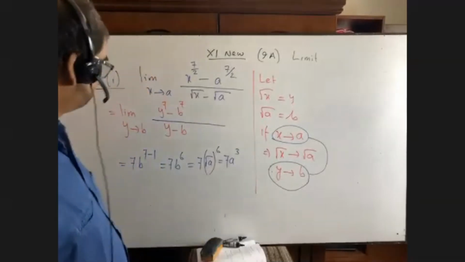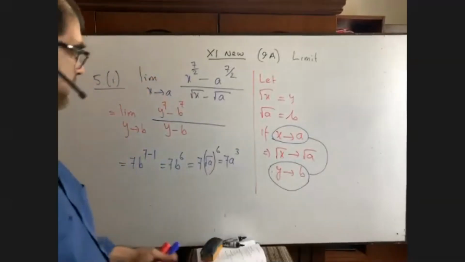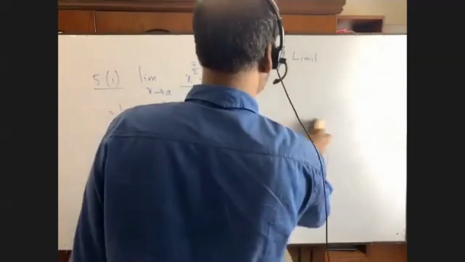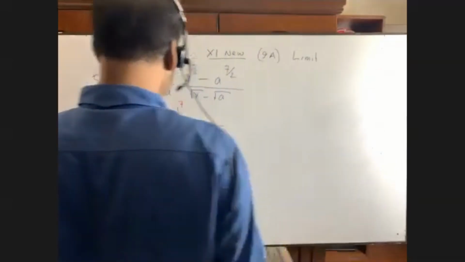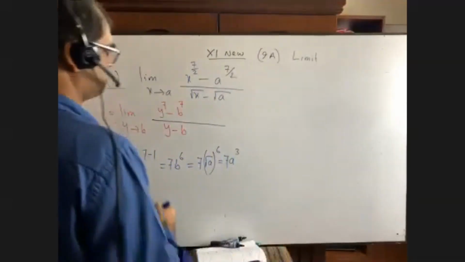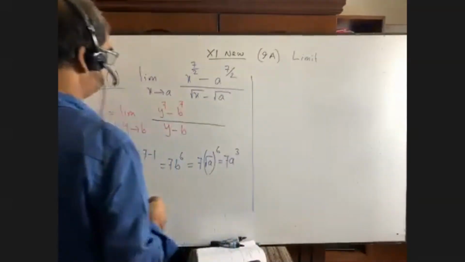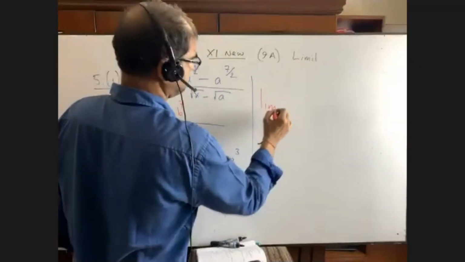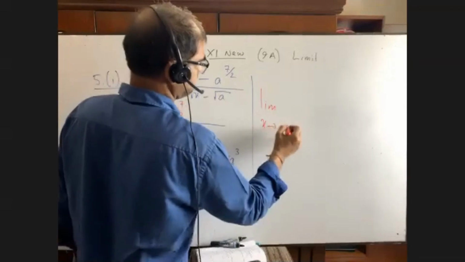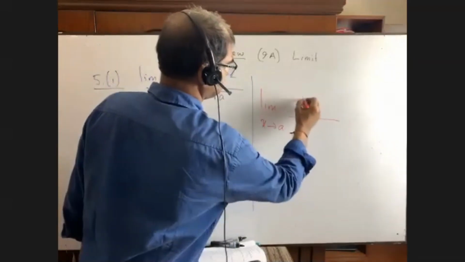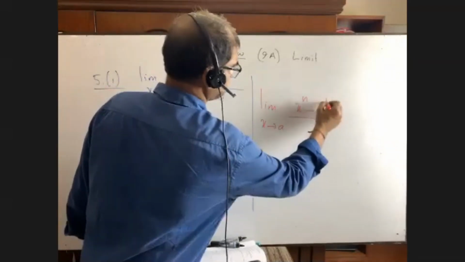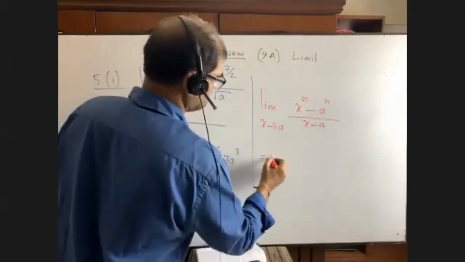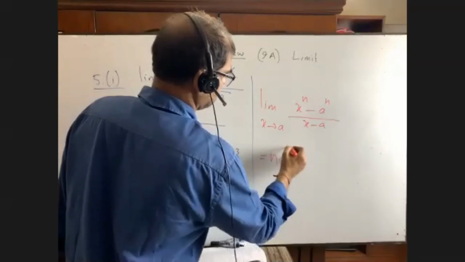Okay, I know that you have not got it. I am going to show it. There is another formula. Please write down the formula. Limit x tends to a, x to the power n minus a to the power n by x minus a is equal to n a to the power n minus 1.